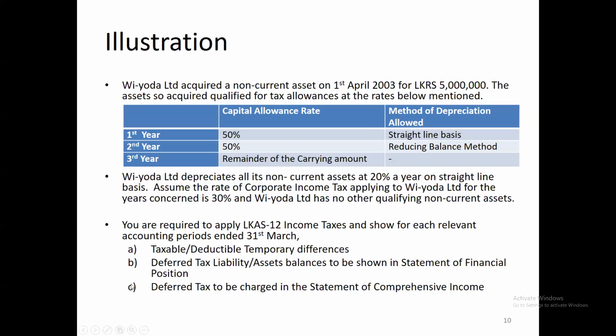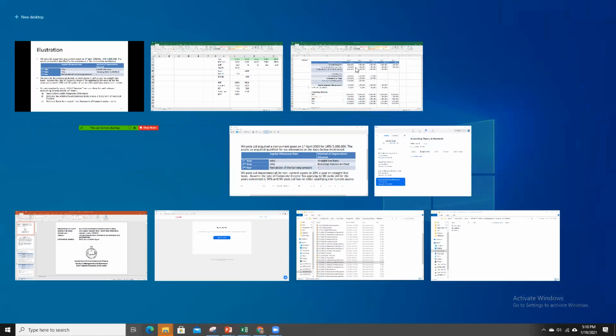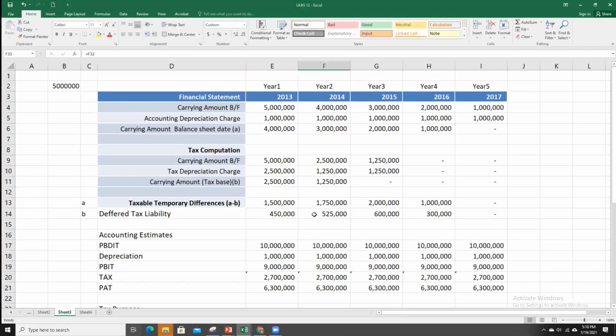And part C, the deferred tax to be charged in the statement of comprehensive income. Is what? The amount of deferred tax, yeah, same amount here. Deferred tax to be charged in the statement of comprehensive income. So there are some mistakes. Anything to ask?